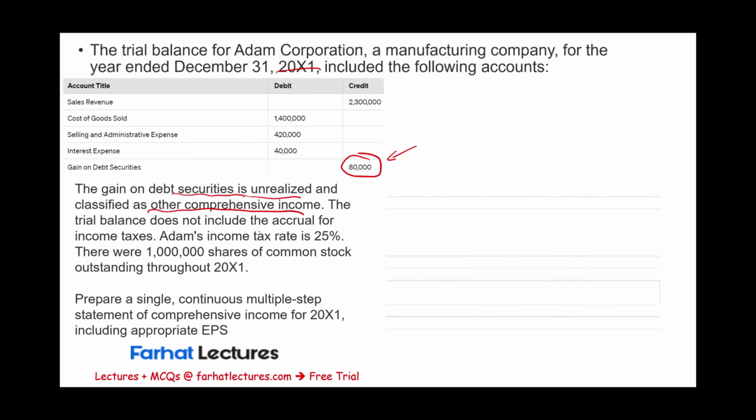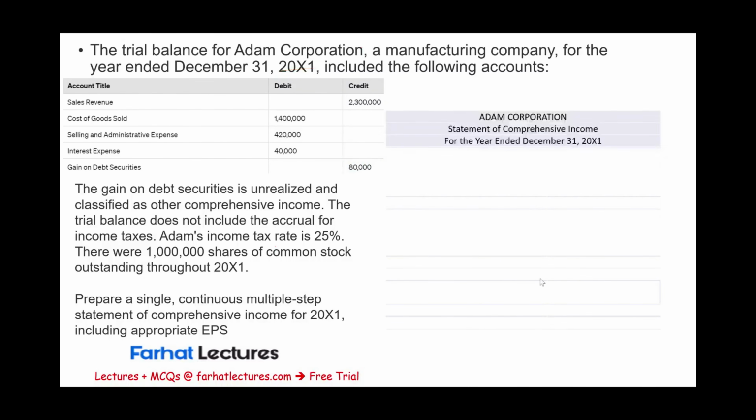The trial balance does not include the accrual for income taxes. Therefore, we have to book income taxes. Adam's income tax rate is 25%. And you're going to see why this is important, because the way we report taxes for the income statement and other comprehensive income, they are listed separately. And we'll see how in a moment.